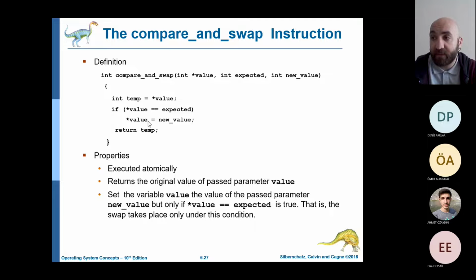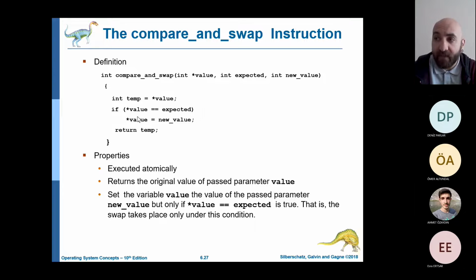So here, as you can see, we are assigning the value to a temporary variable, and then we are setting value to new value if the value is as expected. So actually we are making a comparison here. For that reason it's called compare and swap. If the value equals the expected value, then we are going to set new value as our value. But in every case, we are going to return the original value of this variable.